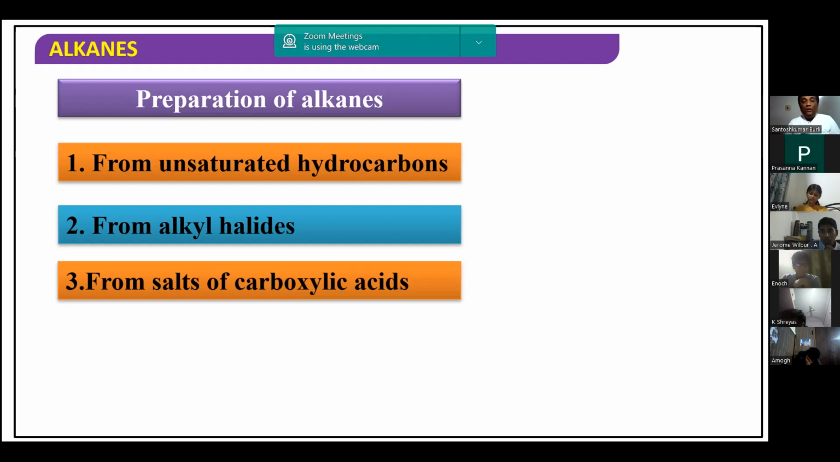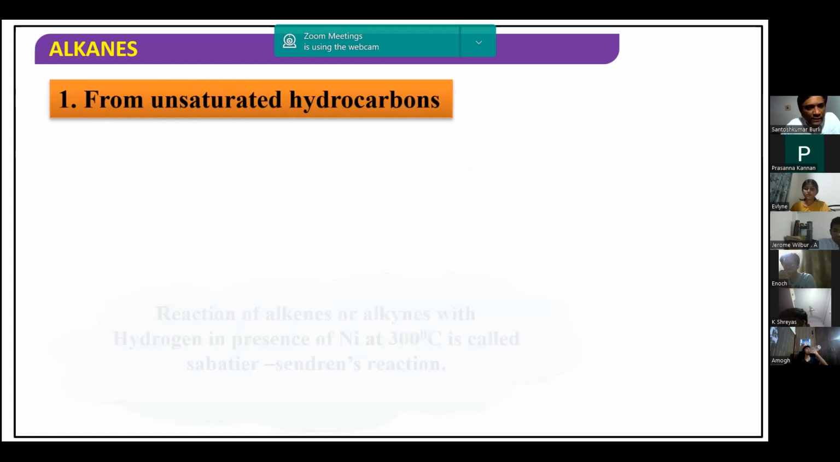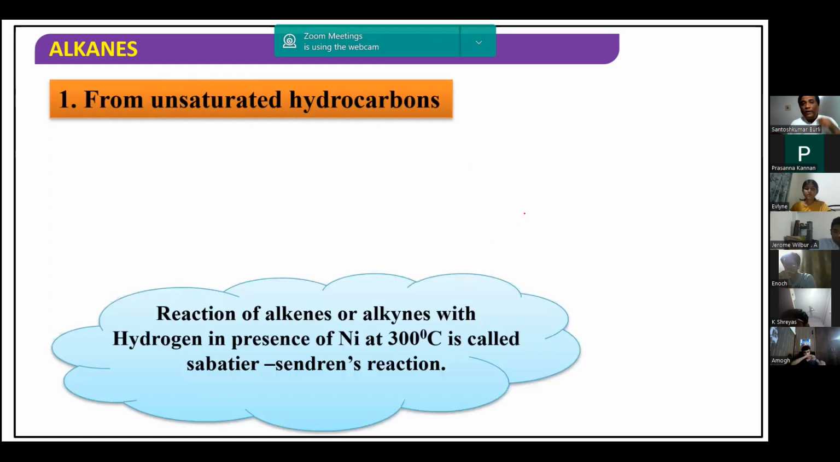Okay. So now let us briefly discuss the preparation of alkanes. Mainly, we have three types of preparation methods in the NCERT text. One is from unsaturated hydrocarbons, another is from alkyl halides, another is from salts of carboxylic acid. So we can go through these unsaturated hydrocarbons first. Unsaturated means alkenes or alkynes. So alkenes and alkynes, if I take a carbon-carbon double bond like this, and a carbon-carbon triple bond like this.